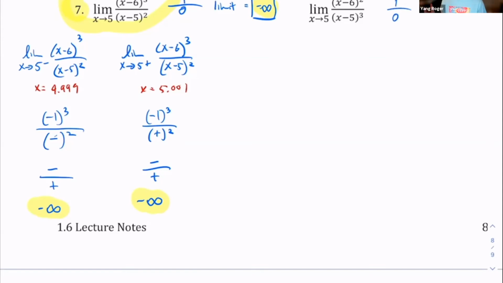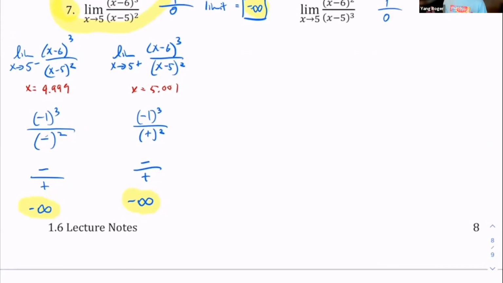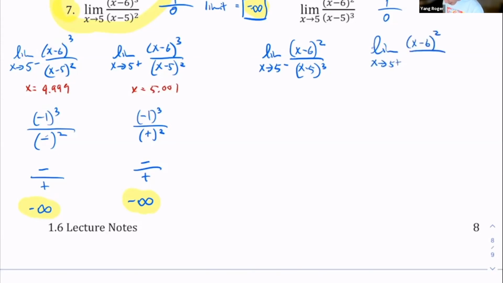You probably figured that already, but you should probably check, on your quiz or whatever, just to make sure you're doing the right type of problem. We're going to take two one-sided limits. We're going to take the limit as x goes to 5 from the negative side of (x minus 6) squared over (x minus 5) cubed. And then we're going to take the other one-sided limit as x goes to 5 from the positive side, (x minus 6) squared over (x minus 5) cubed.